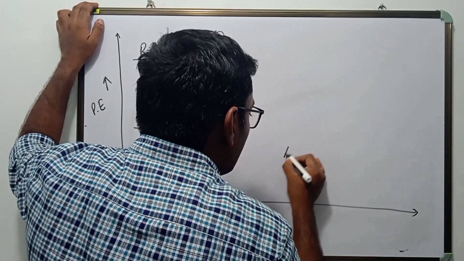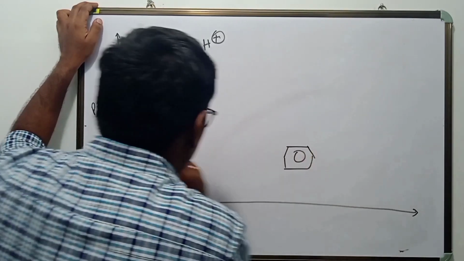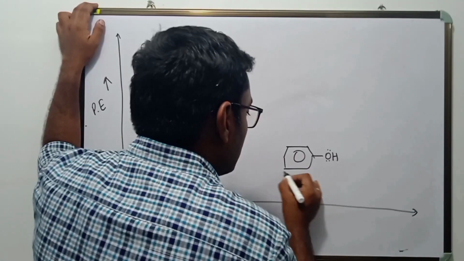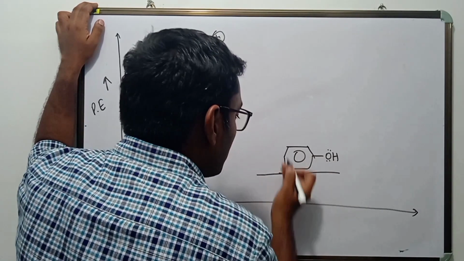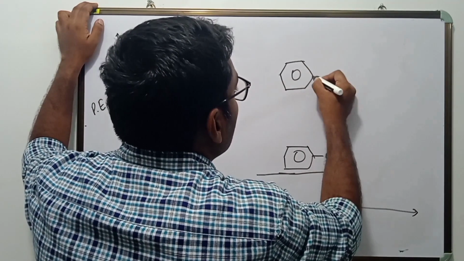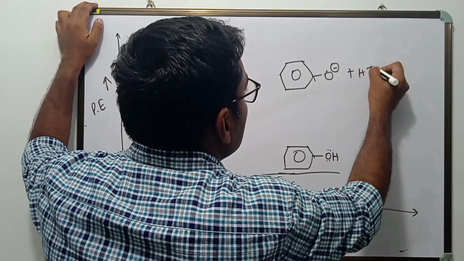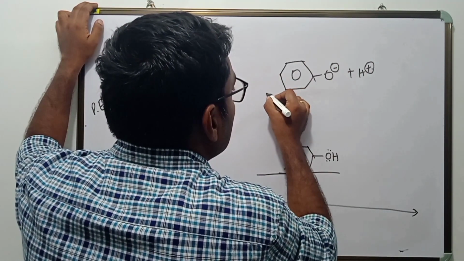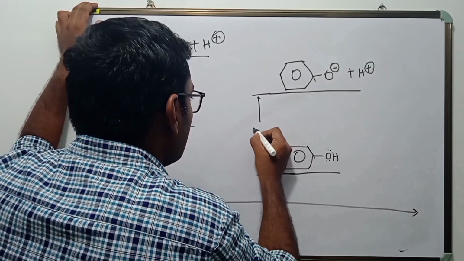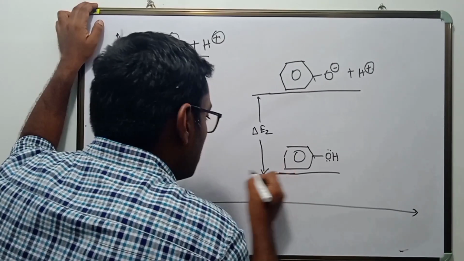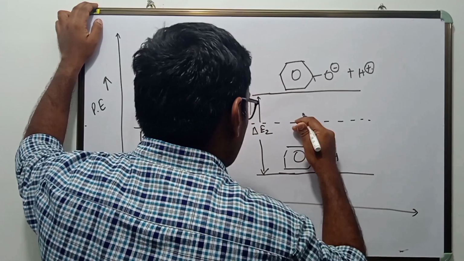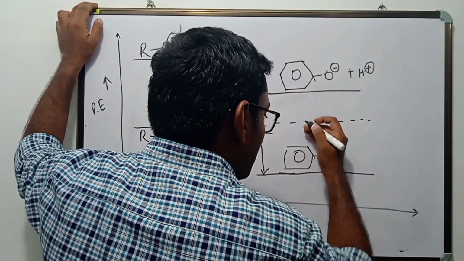Similarly, you draw the phenol a little below ROH. So this is the phenol, and suppose this is its energy level, and you draw the phenoxide ion here, plus H plus, and its energy level is like this much, suppose. So to come from here to here you require this much energy, delta E2. Draw a line like this. The phenol should have been here actually, but it's lower in energy. The bar is lower.